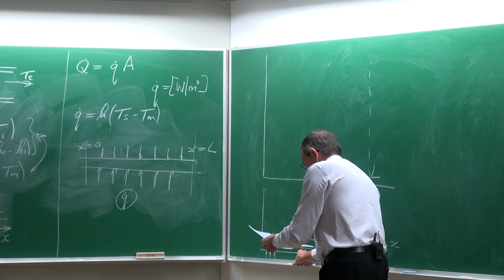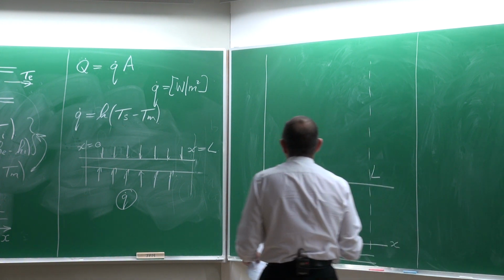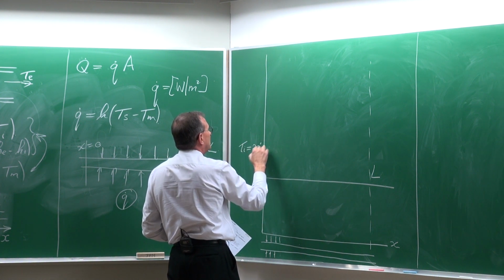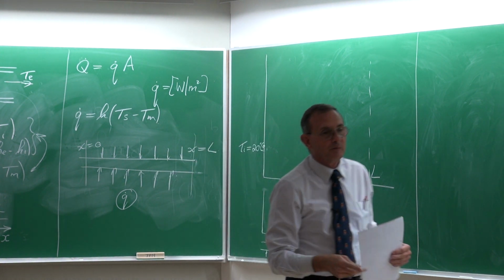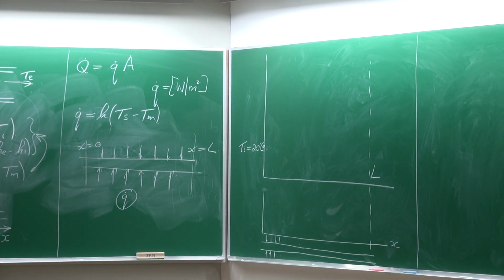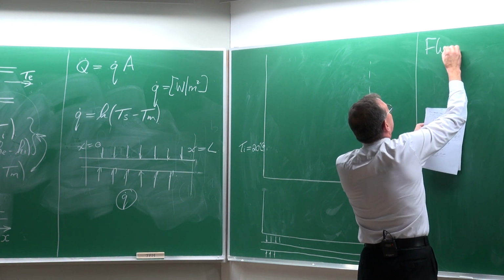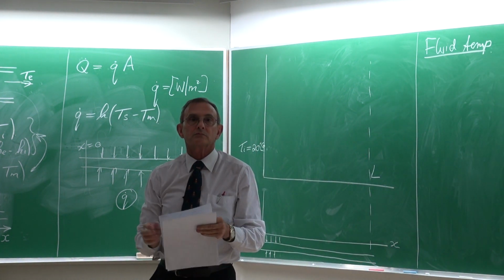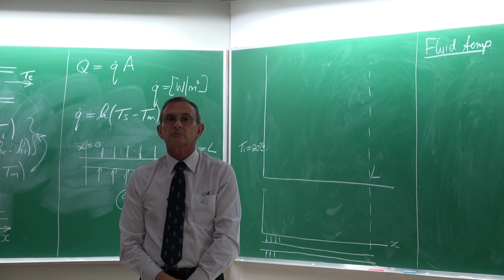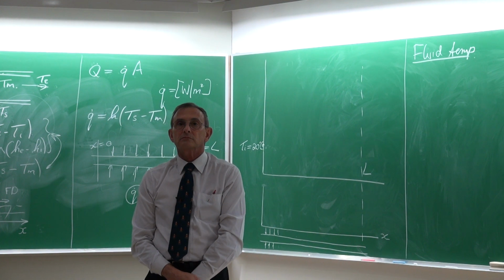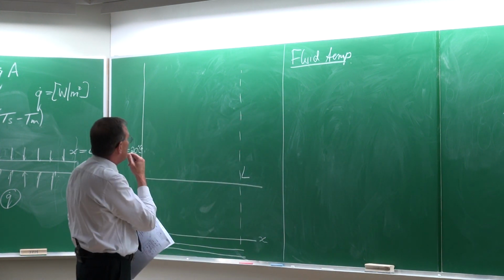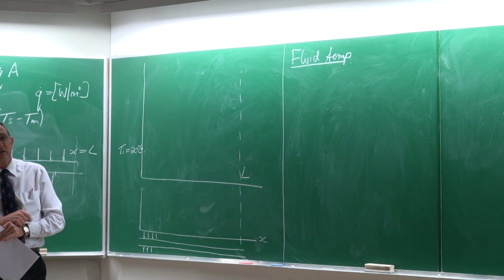Now, the thing with a constant heat flux is, let's look at an example where that is the inlet temperature, which is equal to 20. And let's suppose it is water, and we are interested in the fluid temperature. Temperature of the fluid. Let's see if we can determine what the temperature of the fluid should be for a constant heat flux.